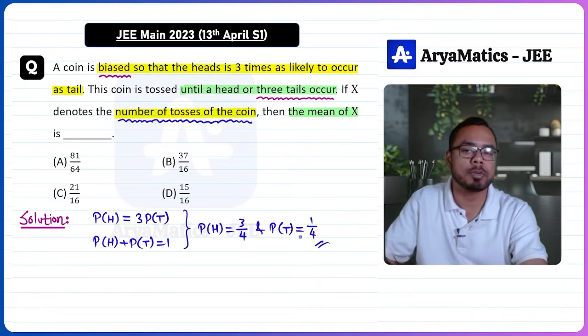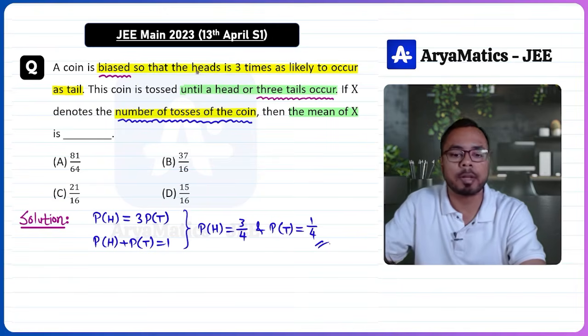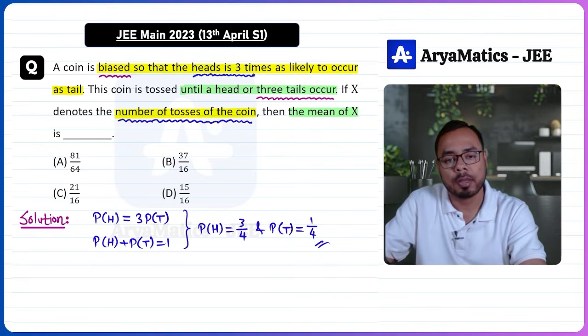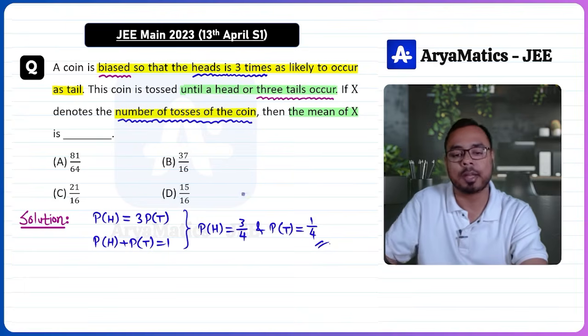So these are the probabilities of head and tail. If we have an unbiased coin, then the probability of head and tail is the same. If we have a biased coin, then it will be mentioned what the probability of head and tail is, or some other information will be given. From there you can find the probability of head and tail.